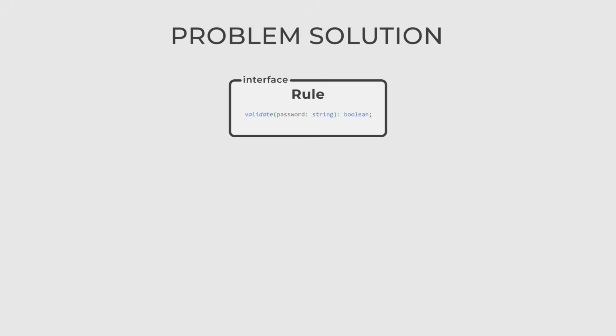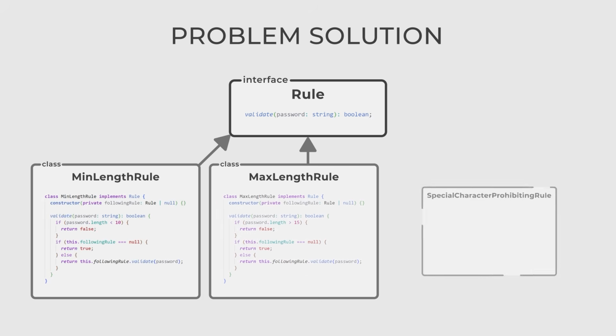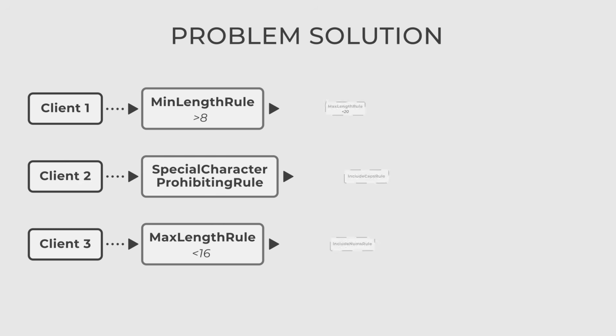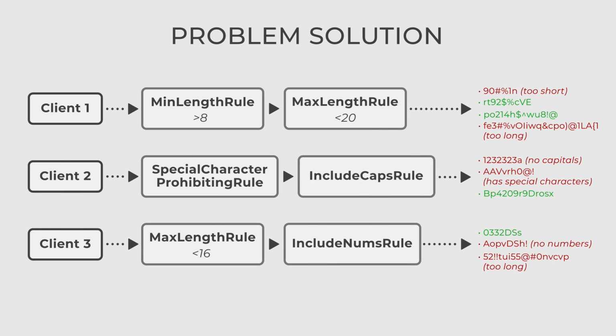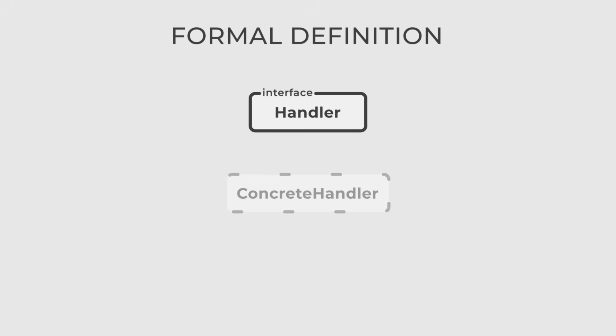Then let's create some real rules like minimum length rule, maximum length rule, special character prohibiting rule, and so on. Each rule contains a reference to the following rule, which we provide in the constructor, so each one of them can continue the chain of calls if its own rule succeeds or breaks the chain if not. Clients can create chains, mix them up, create rules by parameterizing existing rules, and get any password patterns they want. That's it.